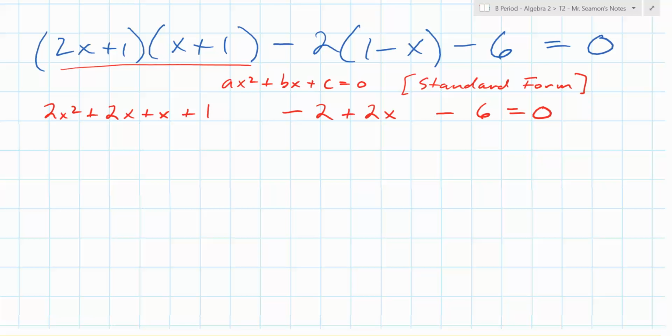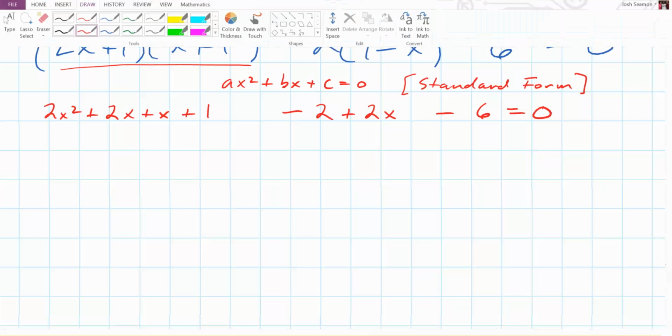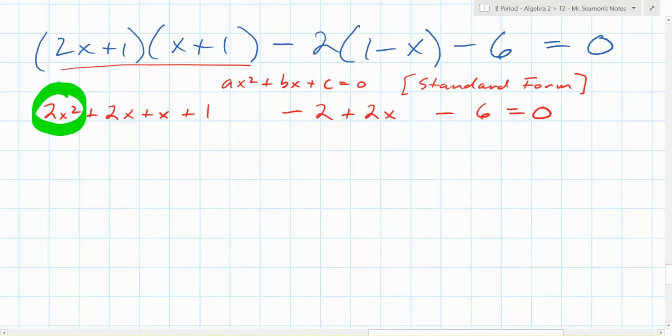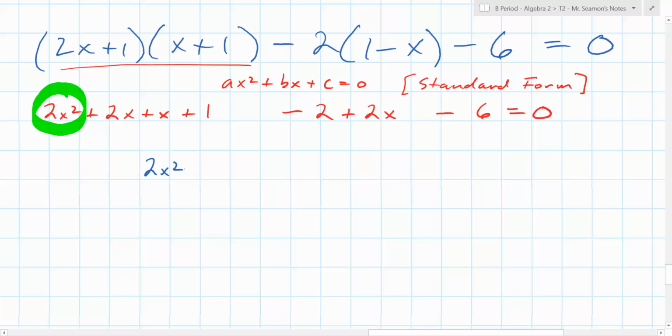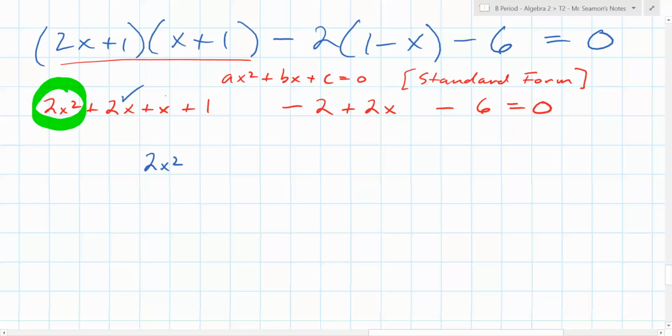Is this in standard form yet? Why not? You still have that extra. Because you have to combine like terms. So how many terms have a square in it? I just see that one, right? So we'll take care of that, and it becomes just 2x squared. Nice. Then we have 2x and x. How many x's? 3x plus 2 more is 5x.